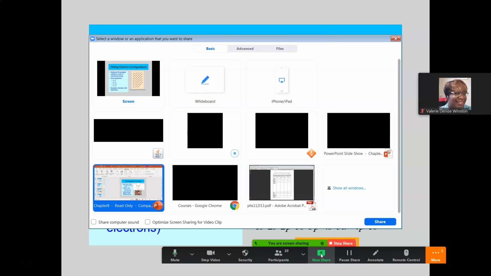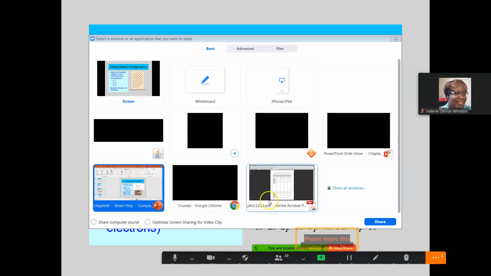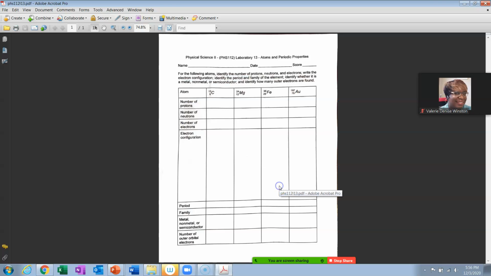I meant to, but I don't see it here. Yeah, there it is. Okay, there's the lab. We don't have the simulation. This is just strictly a book lab. So if you have a book, get your book.